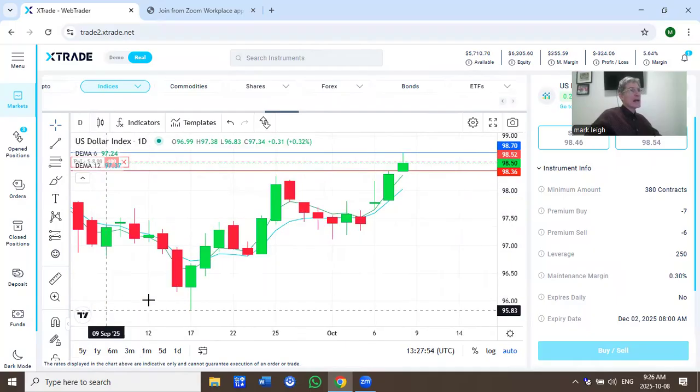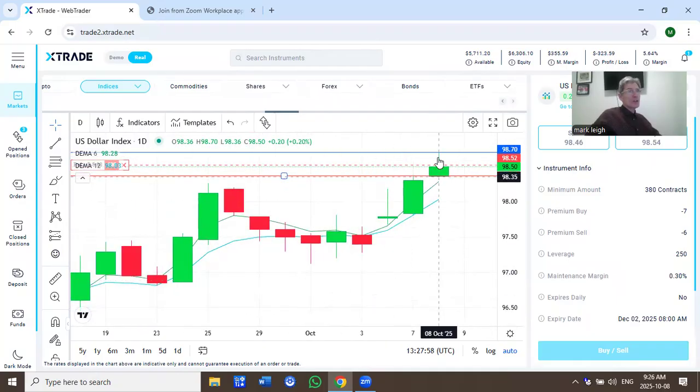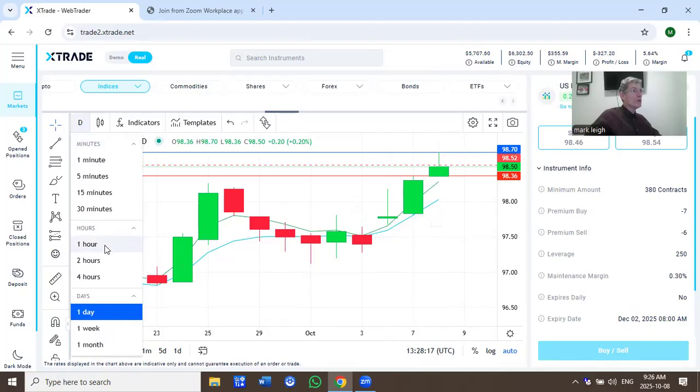Start on the daily. Certainly started off strong. You can see the green candlestick, support 98.36 and resistance 98.70. However, you see this wick it's left behind. That's a turnaround from buying US dollar index to selling. So sellers certainly entered the market. Let's have a look at the hourly.